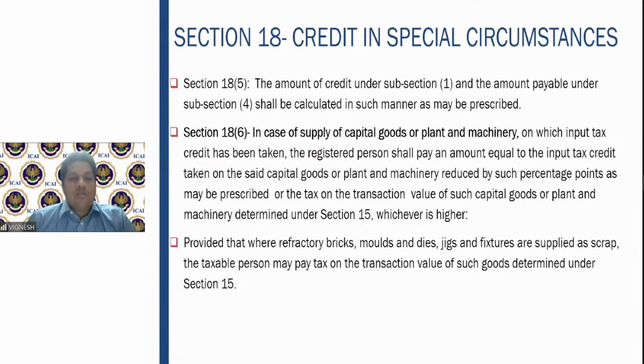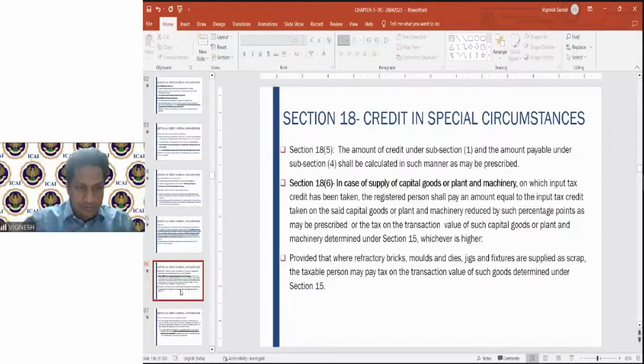With regard to however much input tax credit has been taken, to that extent the registered person shall pay the amount reduced by such percentage points as prescribed, or the tax on the transaction value of such capital goods or plant and machinery determined under section 15, whichever is higher. So what happens? See, it's very simple. Let me take an example here to make you understand.